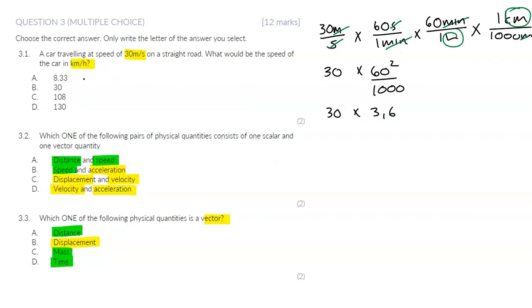Then multiple choice questions. Here we have the 30 that we had to convert to kilometers per hour, and I did it the long way, or you can just remember it. So I am going to use my calculator really quickly to say 30 times 3.6. And I get a number of 108. So my answer here is C. 3.2, they ask which of the following pairs of physical quantities consists of one scalar and one vector. And because I used my colors, I want a green one and a yellow one. So the answer is B. Which one of the following quantities is a vector? That's the yellow one again. That was B.